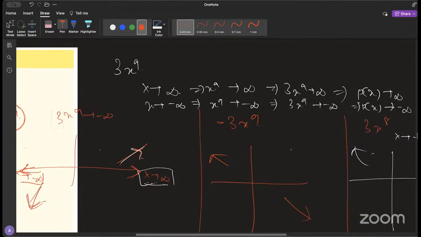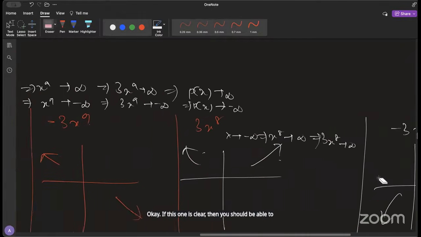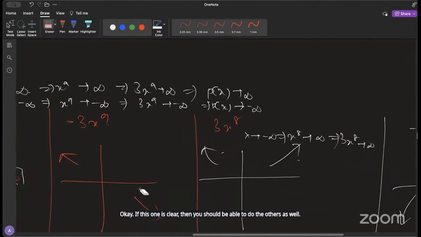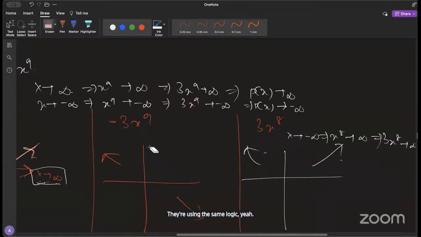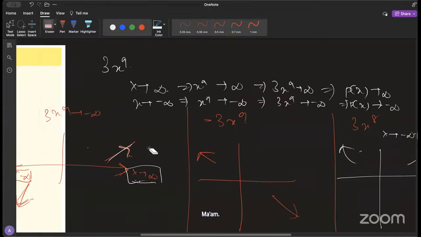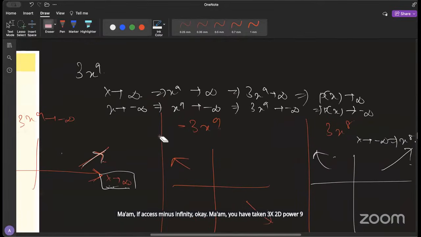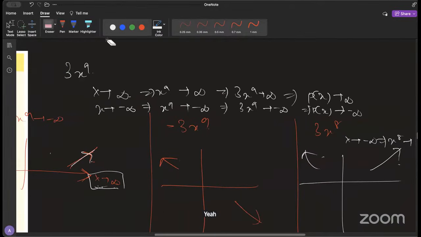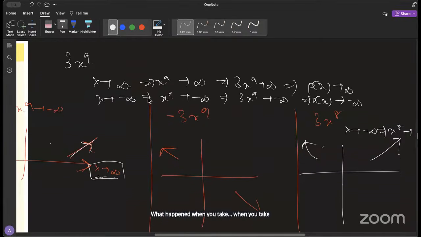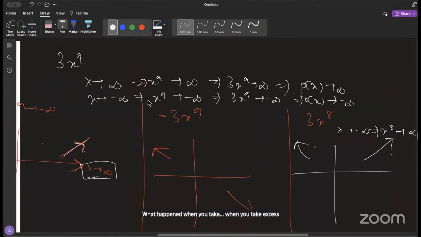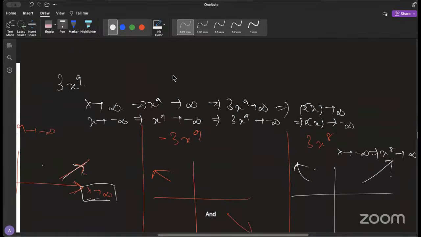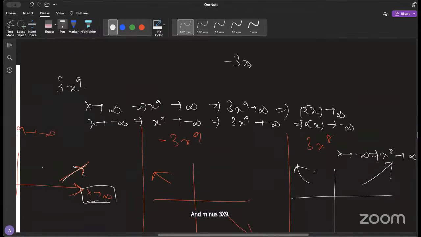Is this one clear? Yes, ma'am. Okay. If this one is clear, then you should be able to do the others as well. They're using the same logic. Ma'am, if x is minus infinity, you have taken 3x to the power 9. What happens when x tends to minus infinity and it is minus 3x to the power 9?